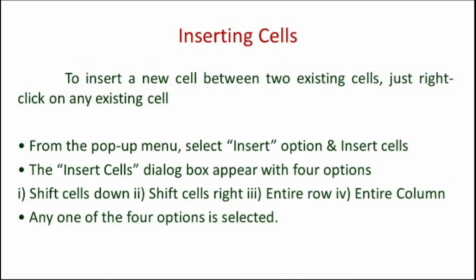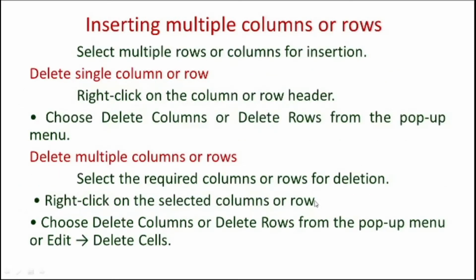Inserting cells. To insert a new cell between two existing cells, just right click on any existing cell. From the pop-up menu, select Insert and Insert Cell. The Insert Cells dialog box with four options will appear: shift cells down, shift cells right, entire row, entire column. Any one of the four options may be selected. And inserting multiple columns or rows: select multiple rows or columns for insertion.